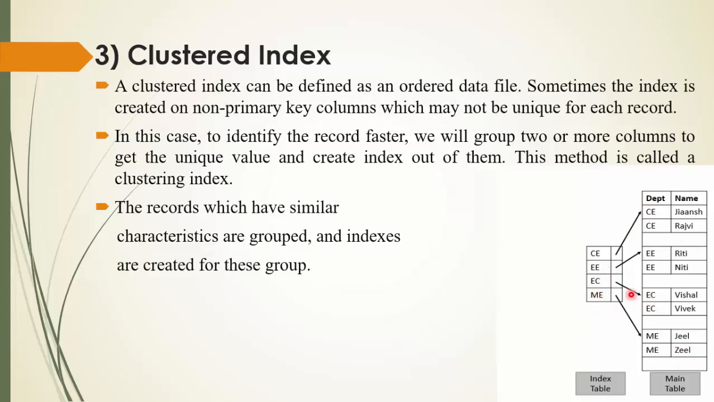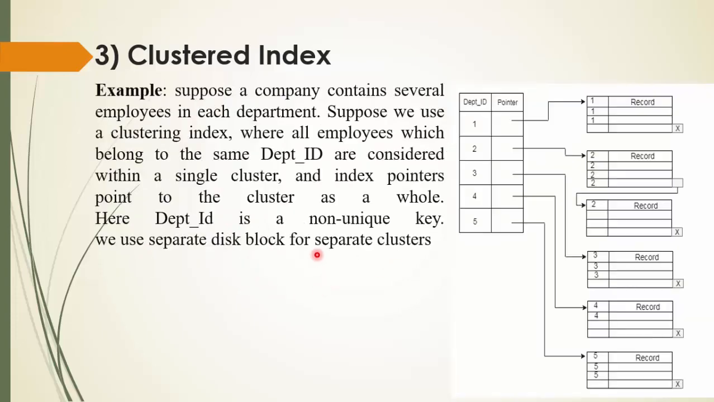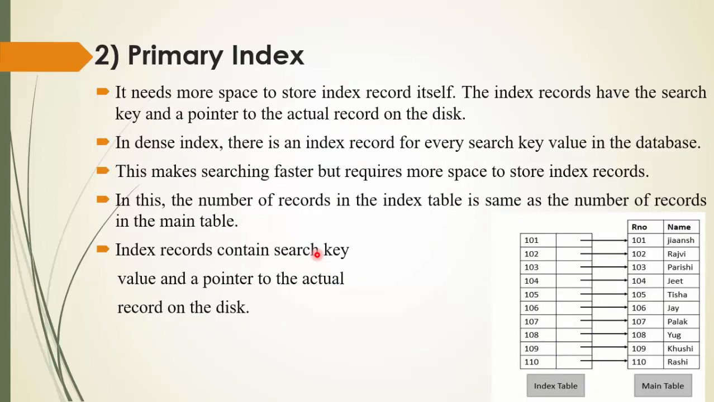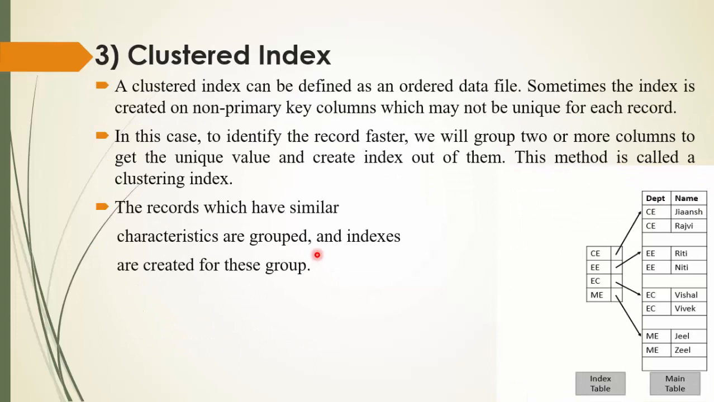This type of index is known as a cluster index, in which the records having similar characteristics are grouped together and indexes are created for this group. Here we created an index for individual records, and in clustering index we create an index for the group.